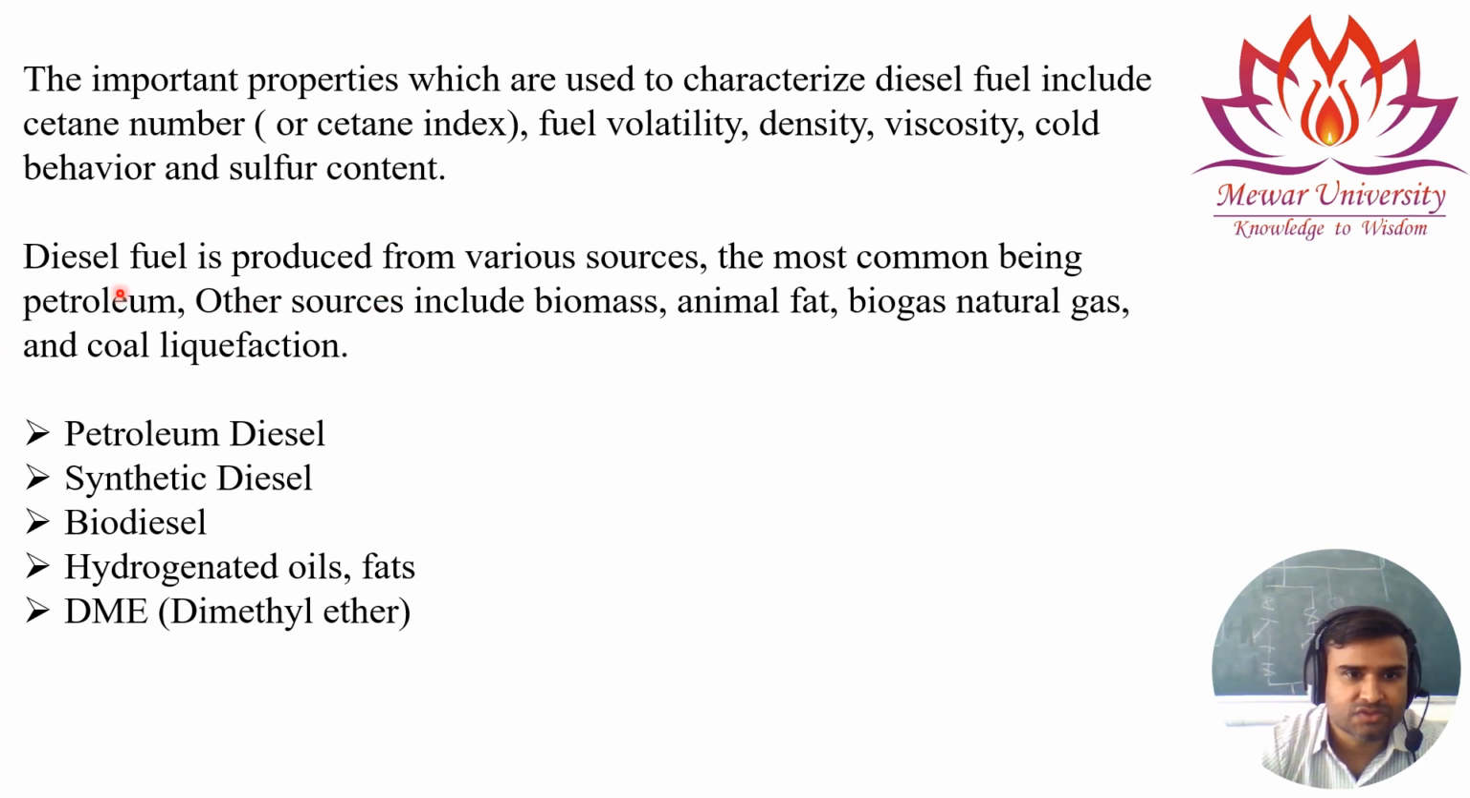Diesel is produced from various sources, most commonly petroleum, and other sources also exist: biomass, animal fat, biogas, natural gas and coal liquefaction. So these are the different sources from where we get diesel. Basically we have petroleum diesel, synthetic diesel, biodiesel, hydrogenated oil fats and dimethyl ether. So these are the different types of diesel obtained from different sources.